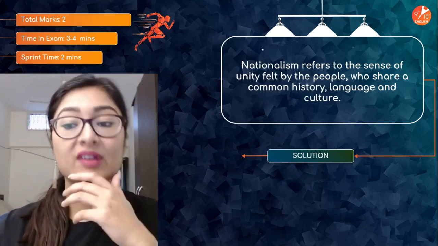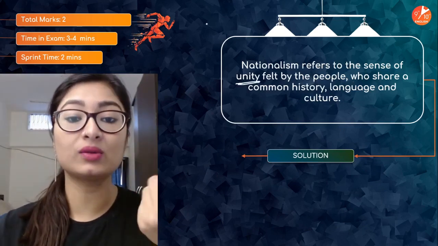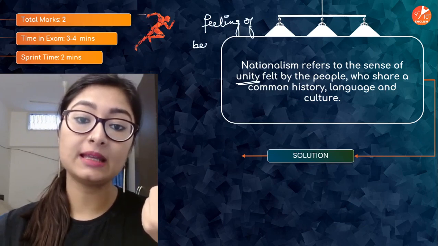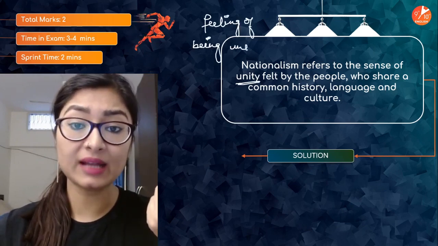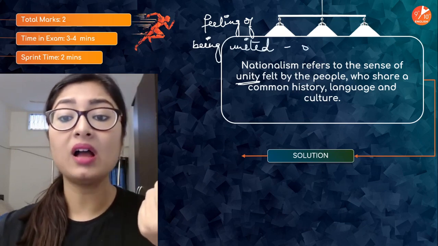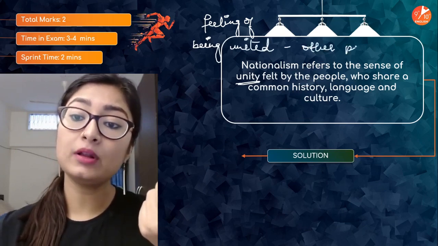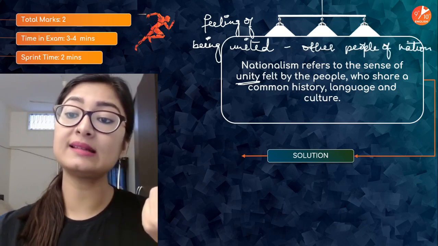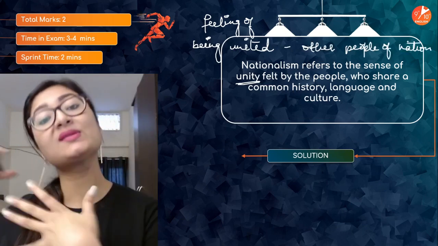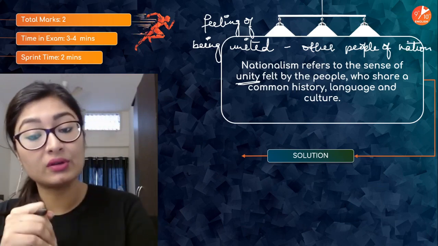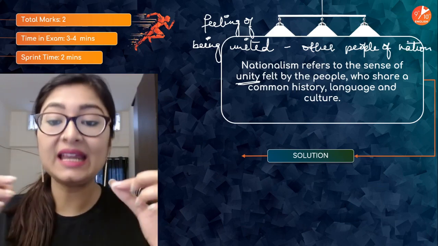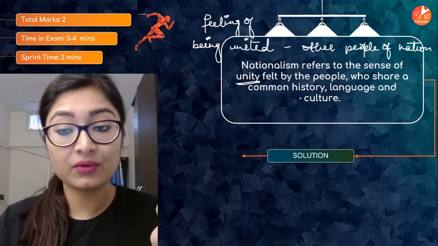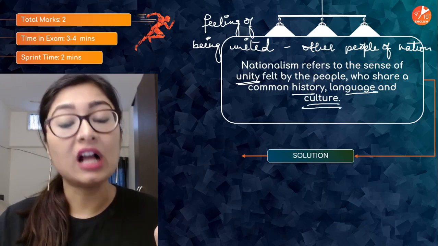So nationalism refers to the sense of unity, right? Basically, as I told you, the feeling of being united with other people of the nation, with other citizens. You have to feel associated with them, related to them. So it is a sense of unity felt by people who share a common history, language, and culture.